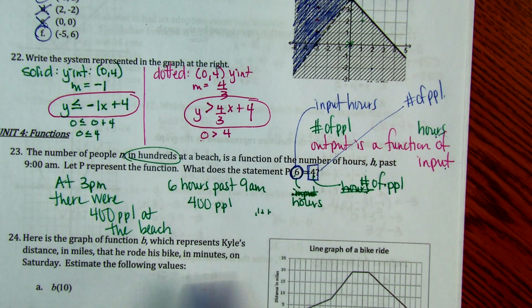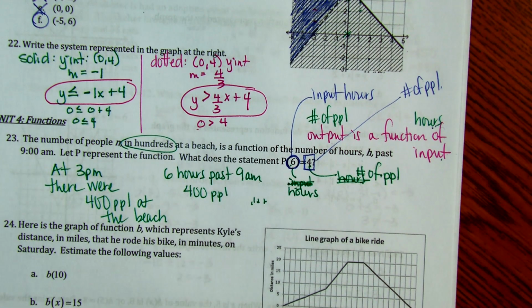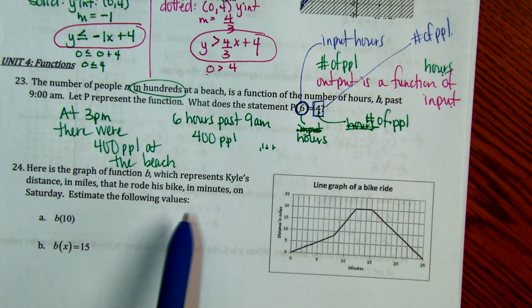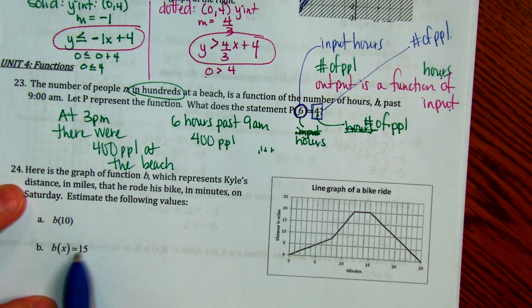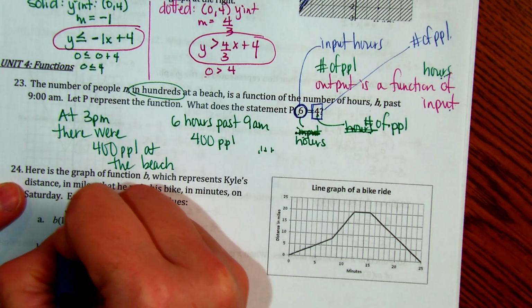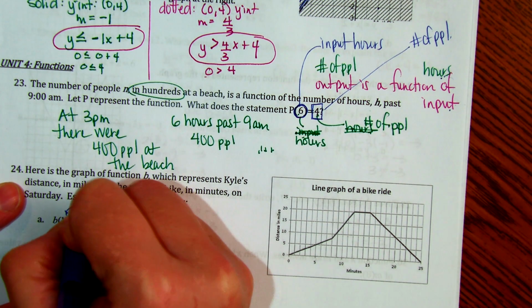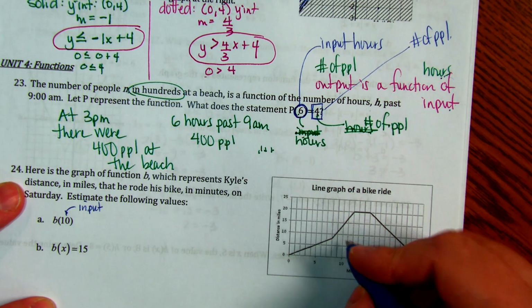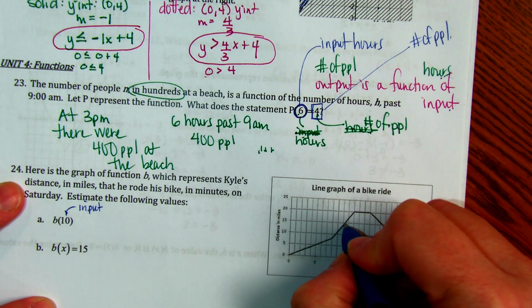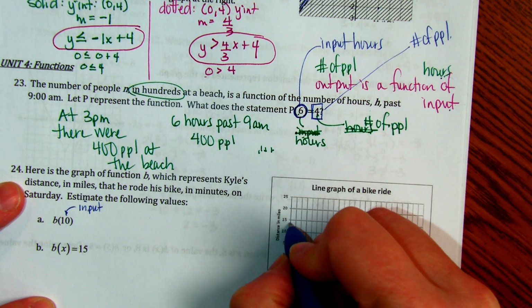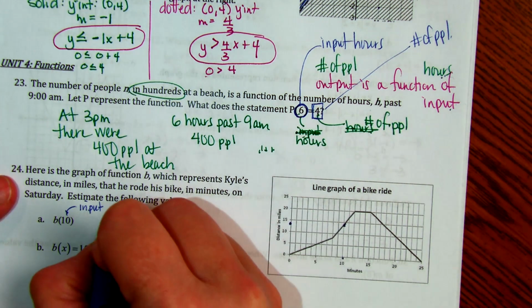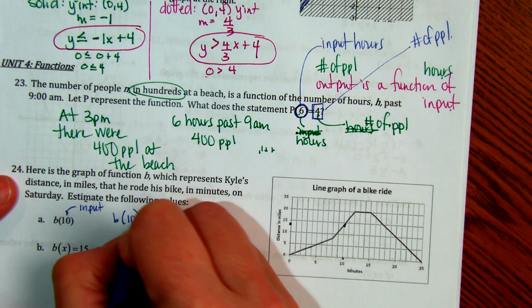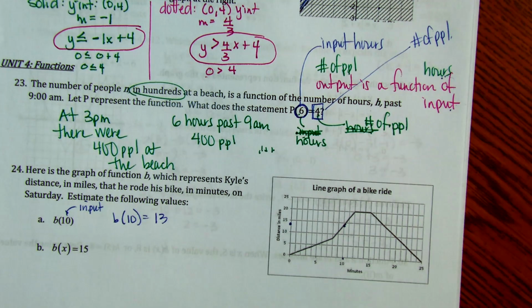Here's the graph of function B, which represents Kyle's distance in miles that he rode his bike in minutes on Saturday. Estimate the following values. So B of 10, this is the input. So input of 10 is about right there, which is about right there. So I'm going to say that it's about 13 or 14 miles. So I would say B of 10 equals 13 or 14.